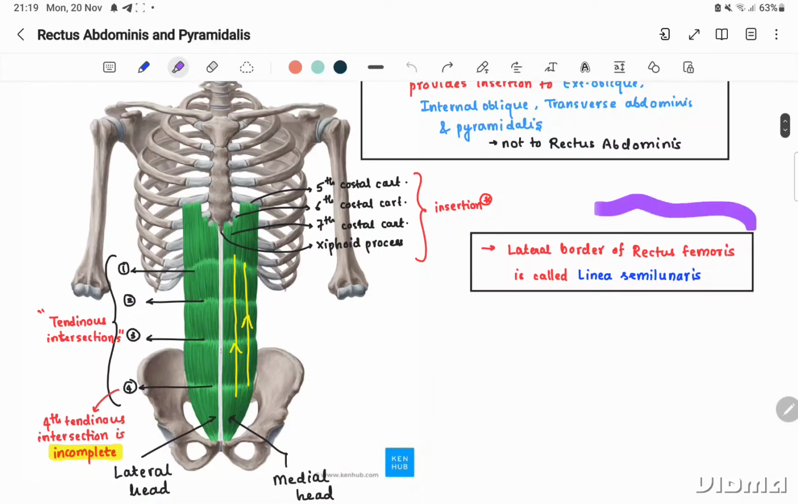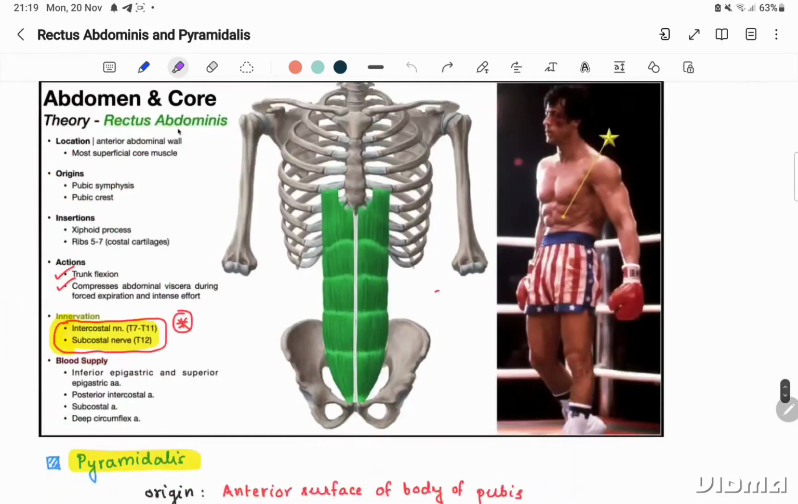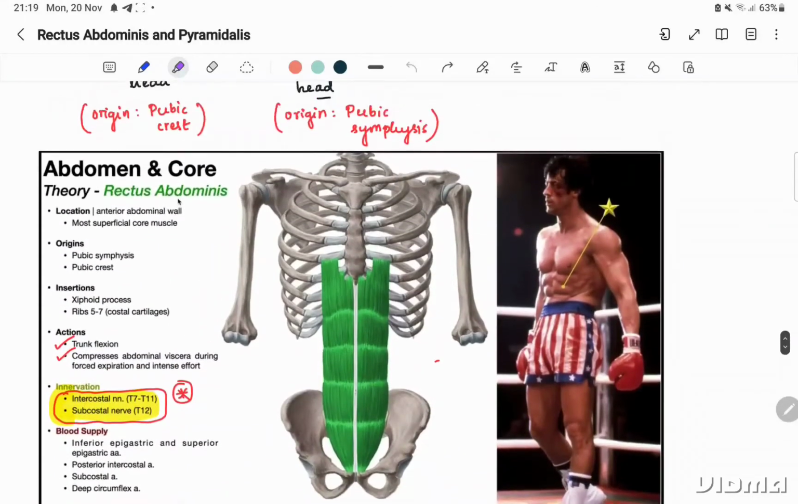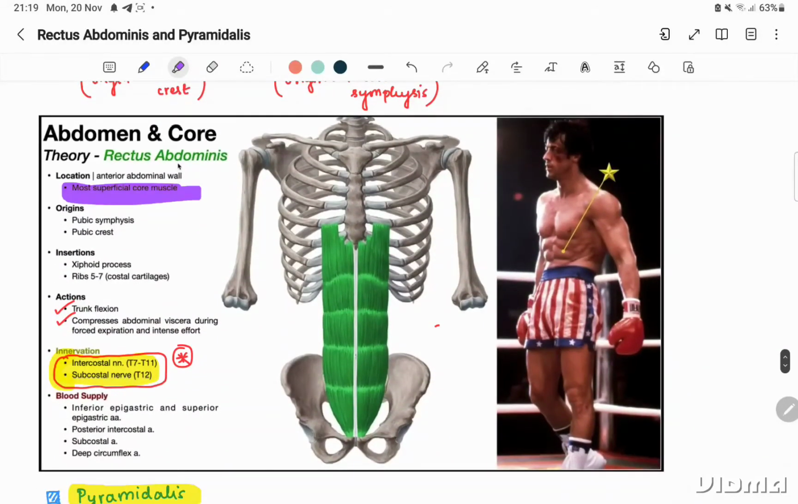Okay, and this lateral border of the rectus abdominis is called the linea semilunaris. Okay, so this is the thing. And location is the most superficial core muscle.